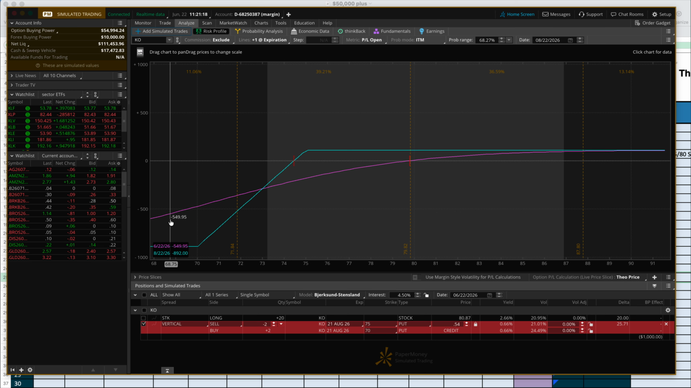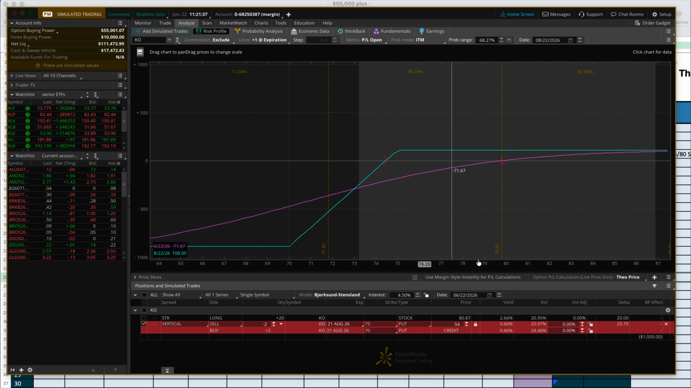Usually Coke goes up when SPY goes down. It's a more defensive stock. People think, hey, everyone's going to buy Coke and drink Coke. So I've seen Coke go up when the S&P goes down. So we'll see what happens there. All right, so this is our trade. This is our risk graph.